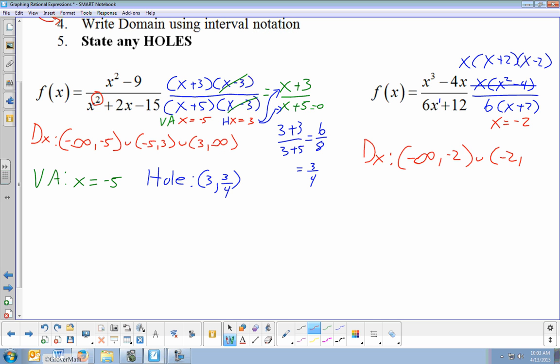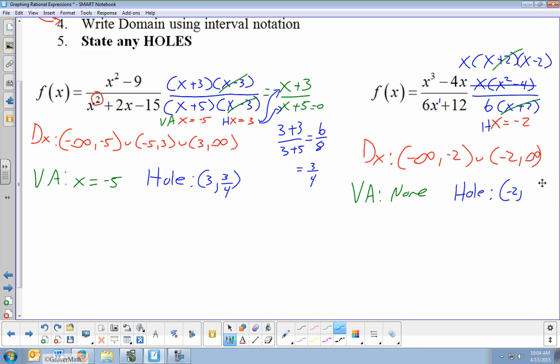Now, the simplifying step does cross out this x plus 2. And so that means there are no x's left in the denominator, which means my vertical asymptote is none. You do not always have a vertical asymptote. But there is a hole. Because the x plus 2 crossed out, that's what eliminated the vertical asymptote, but it did then create a hole in the graph. And the hole is going to be at negative 2.